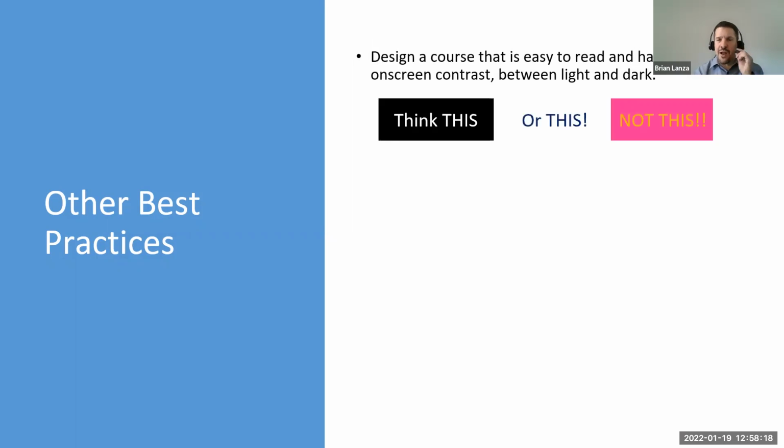You want good contrast on screen. Light and dark, or dark and light, is the best contrast. You don't want to have two colors that are too similar, like we have here with the pink and the orange. Contrast is key. You don't want people squinting or trying to understand what's on your slide. It should be very clear and crisp. Content is king. Your information should be the primary focus of your slide. That is what the learner is reading, and that is what they're digesting. So make that the primary focus.